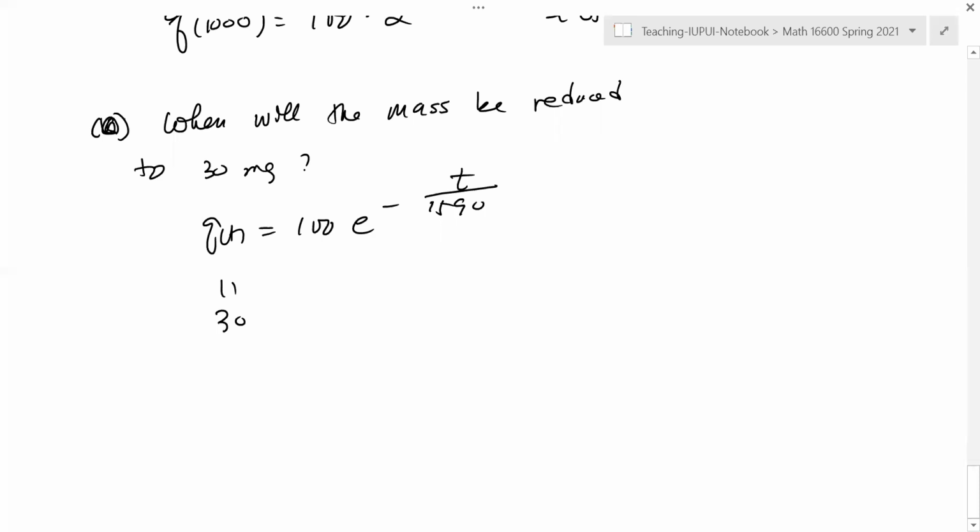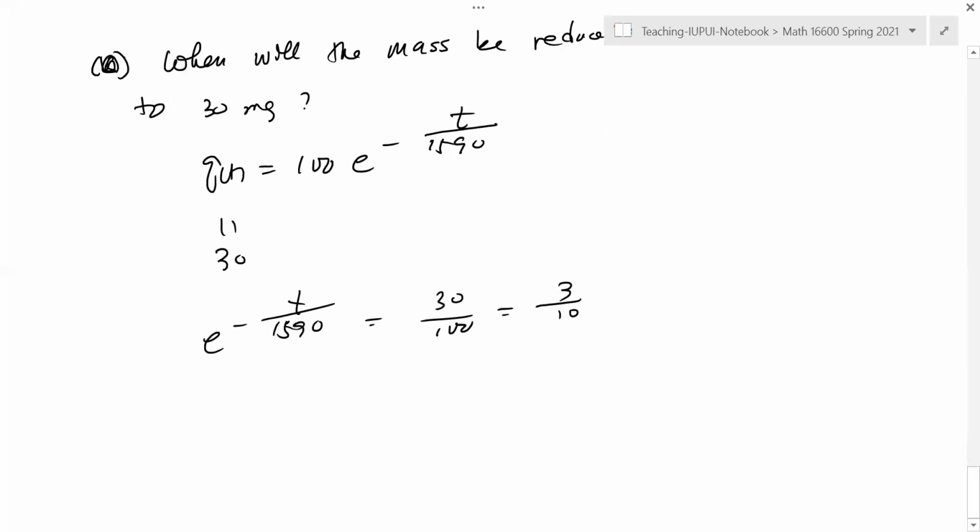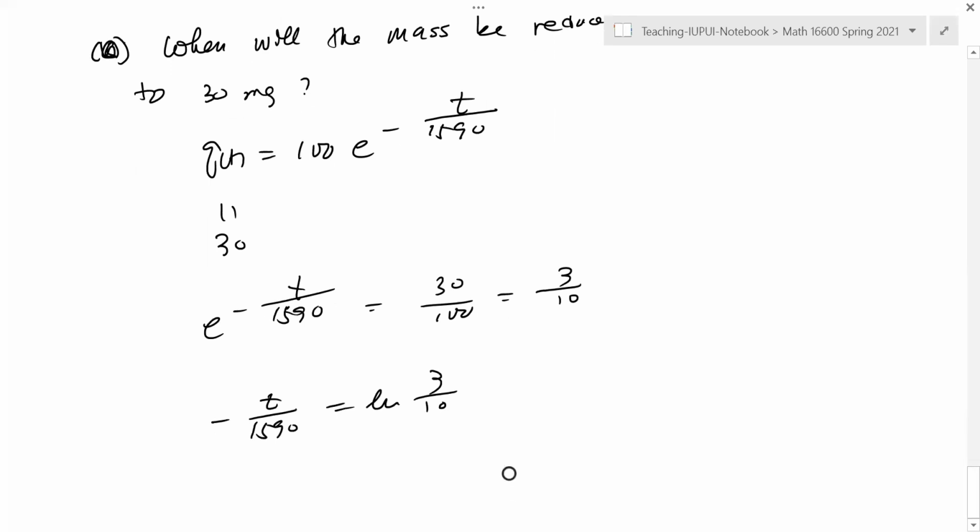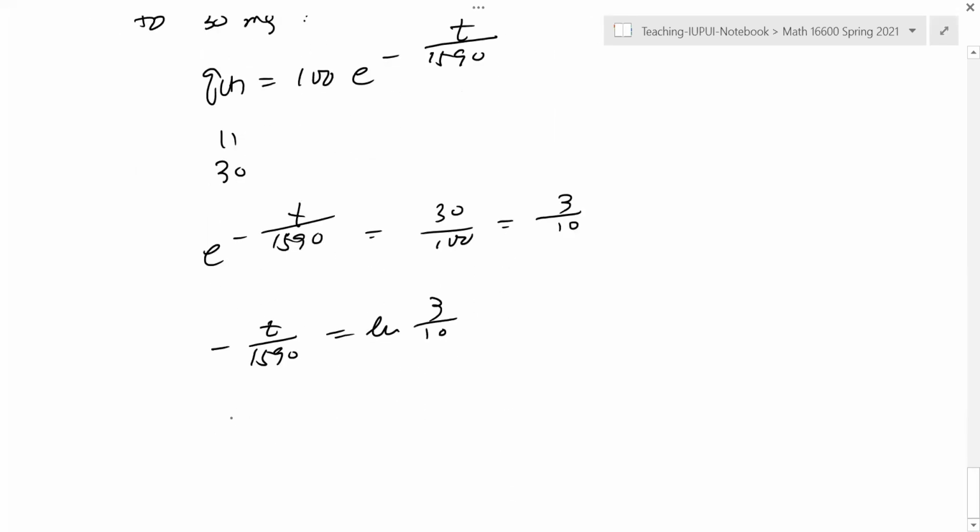All right. So you have to simplify it. It's going to be 30 over 100, and that's 3 over 10. I'm trying not to use a calculator here. So then I put the natural log on both sides. I get natural log of 3 over 10. So the answer will be t equals negative 100, 1590, natural log of 3 over 10.